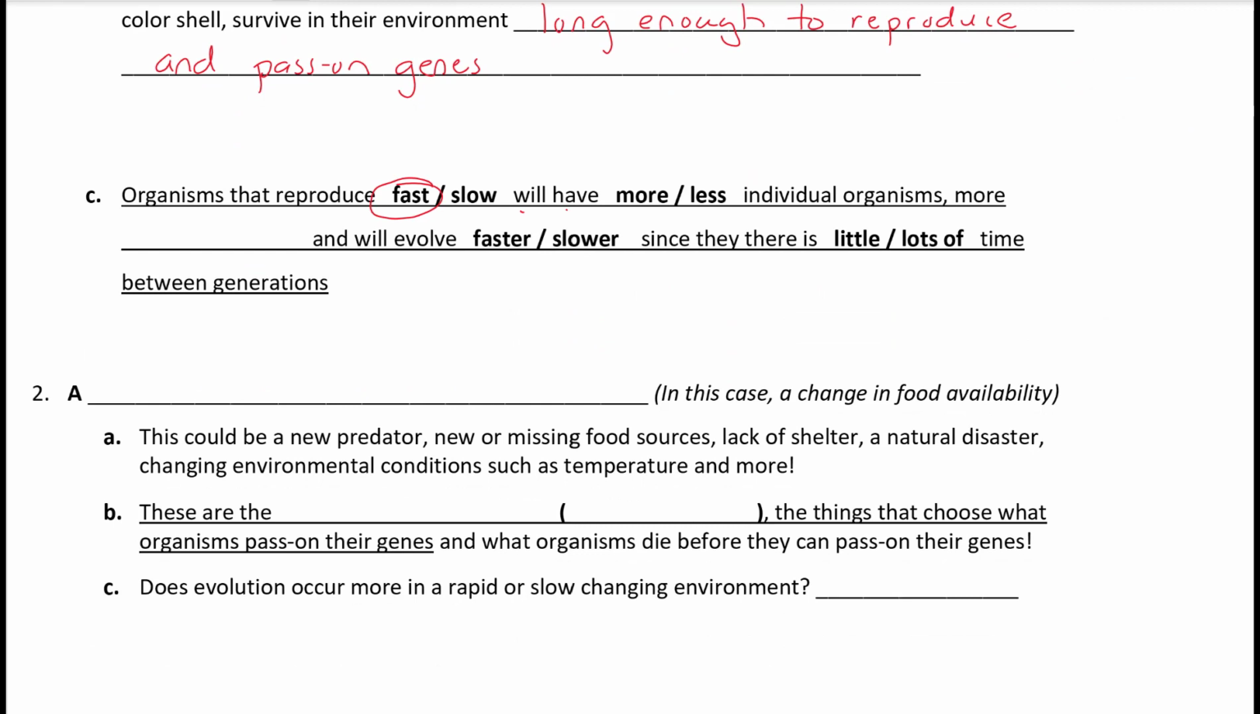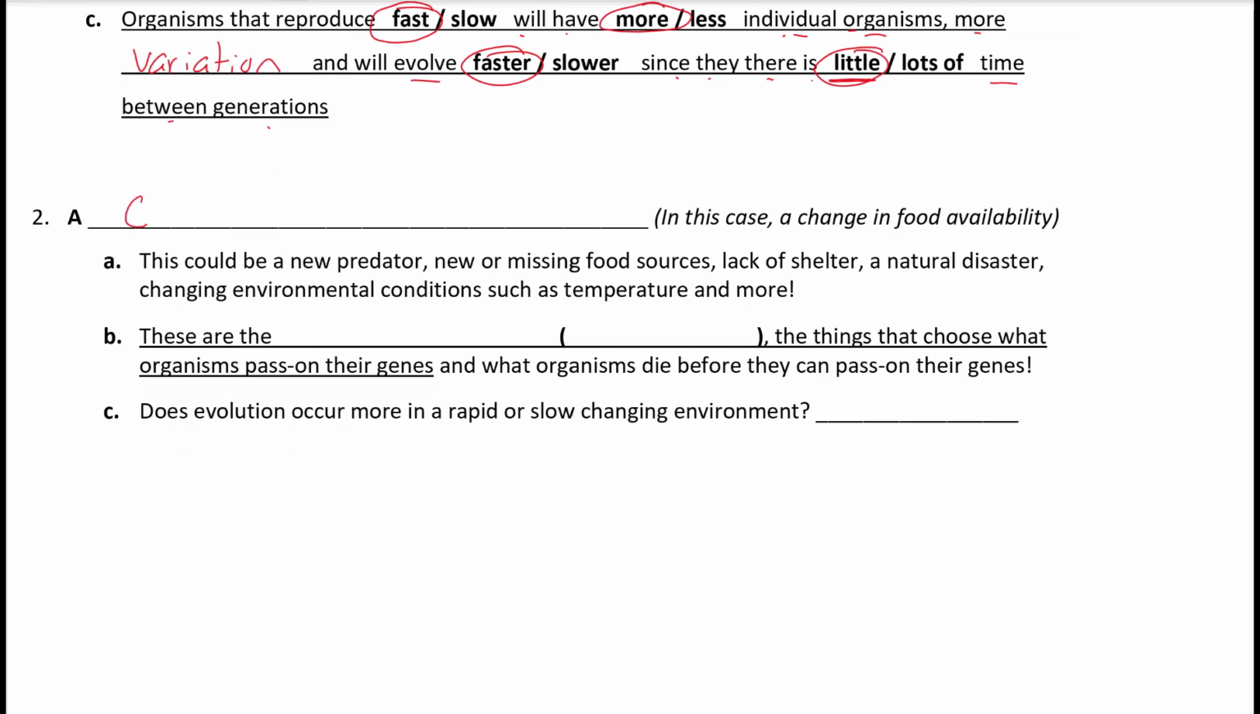Organisms that reproduce fast will have a lot more individuals, and more individuals means more variation. These organisms will evolve faster since they reproduce fast. That means there is a shorter time between generations. Evolution takes many generations, and if you reproduce fast, those generational gaps are much shorter, allowing you to evolve much quicker.